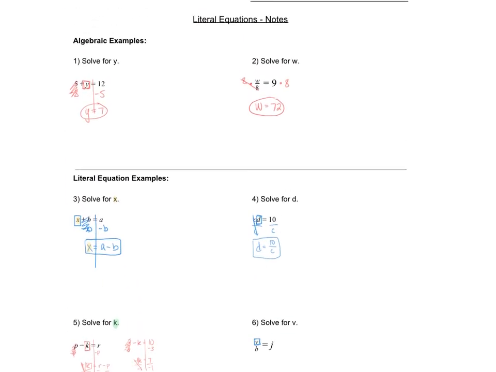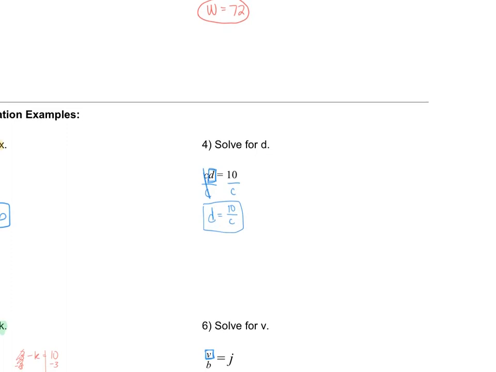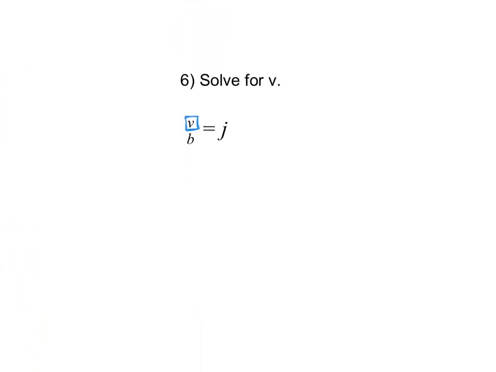Going back to our example here, we multiplied both sides of the equation by 8 to get rid of the 8 on the bottom of that. We want to do the same thing for number 6. So I'm going to multiply both sides of the equal sign by b to get rid of that b on the bottom, because the opposite of division is multiplication. So this cancels out. I'm left with v equals j times b, which is just jb, and I'm good to go because remember, as soon as you have this variable by itself, we're trying to solve for v, I have it by itself, I am done.